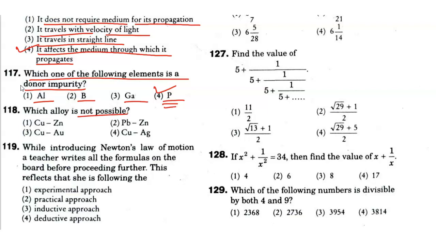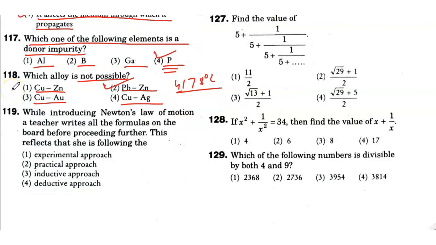Which alloy is not possible? Copper zinc, Pb zinc, copper gold, and copper silver. So the correct answer is Pb zinc, okay, lead zinc. The alloy exhibits a miscibility gap in the liquid state at the temperature 417.8 degrees Celsius.